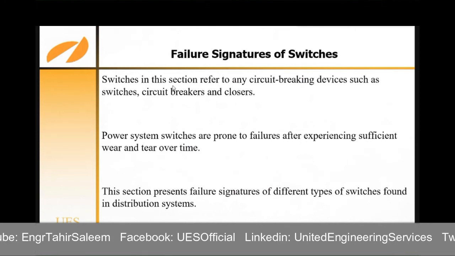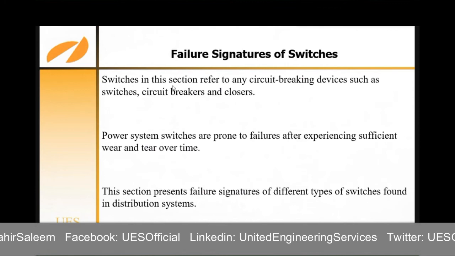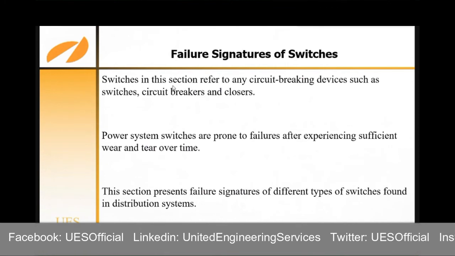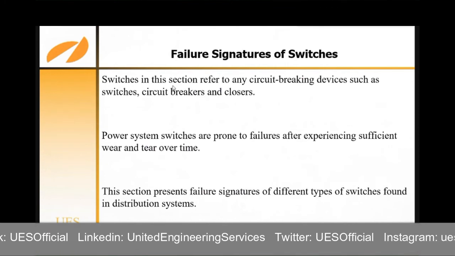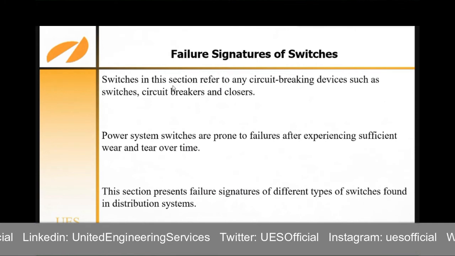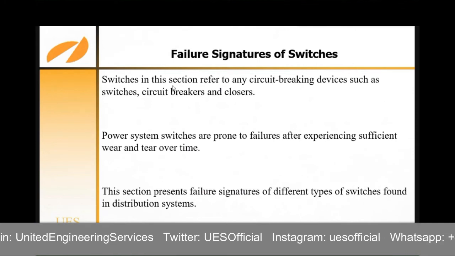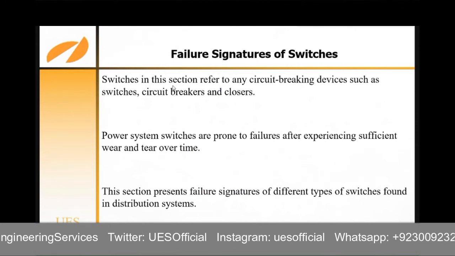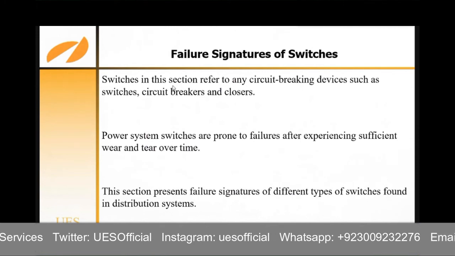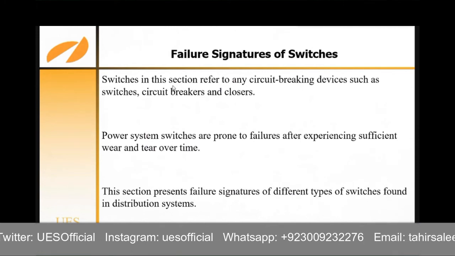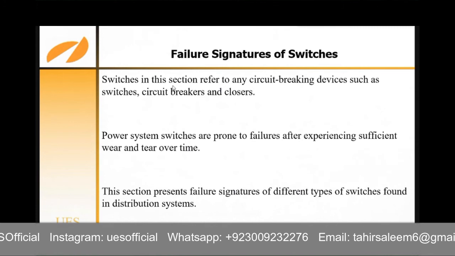Now, power system switches have the capacity of tolerating very high wear and tear over time, but they are manufactured on such a basis that they can handle such stress mechanically, electrically, and whatever.